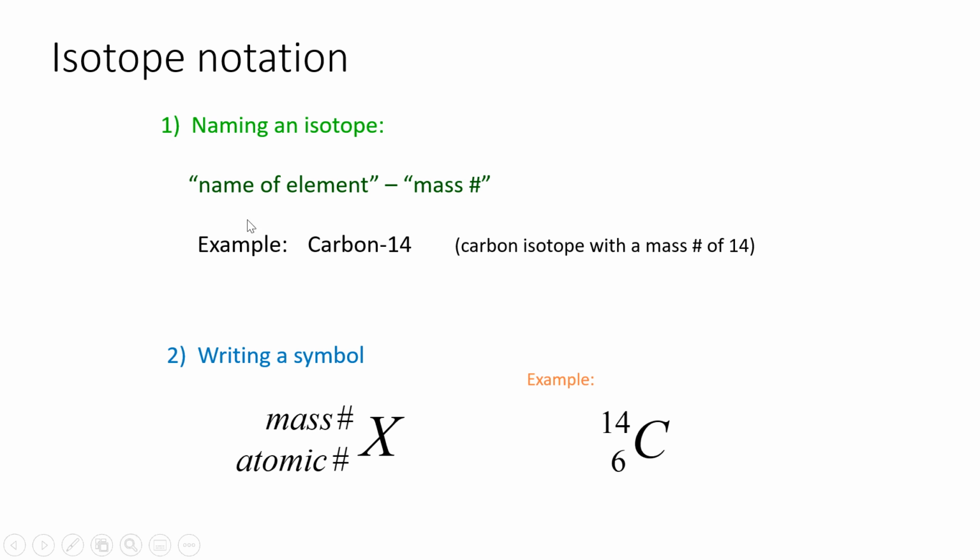And isotope notation, the way you name an element isotope, like we were just noticing, is you name it by its mass. So carbon 14 means carbon with a mass of 14. And when you write a symbol for an isotope, the mass number goes on the top and the atomic number goes on the bottom, and they both go on the left-hand side. So this is how you'd write the symbol for carbon 14: mass on the top, atomic number on the bottom.